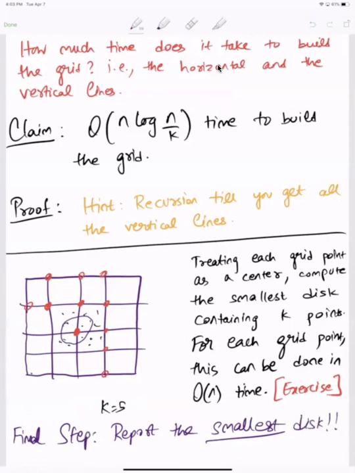Among all the disks that were computed here, and all of these disks contain exactly k points, you just report the one which is smallest. That's it.